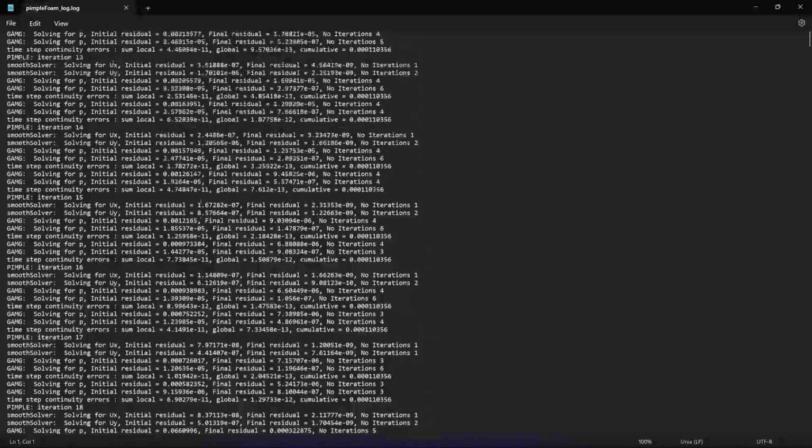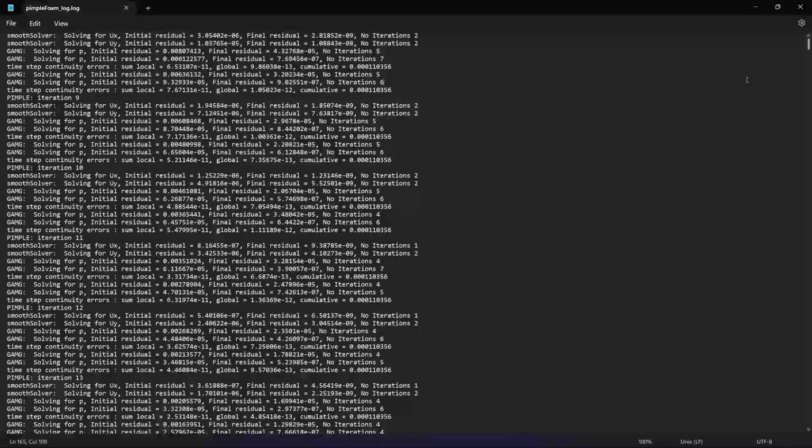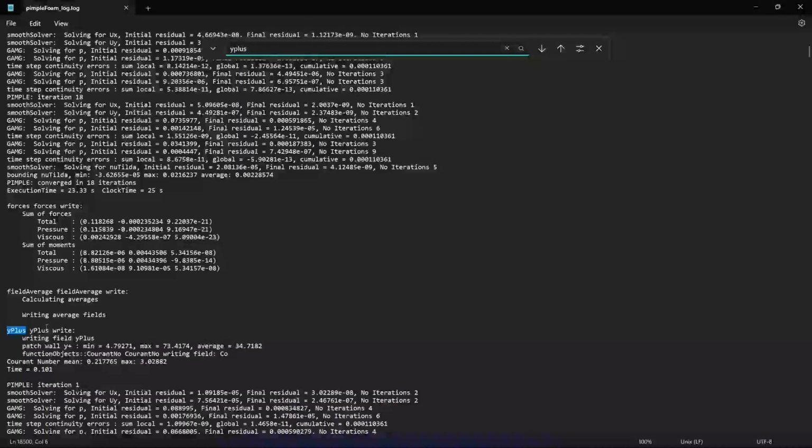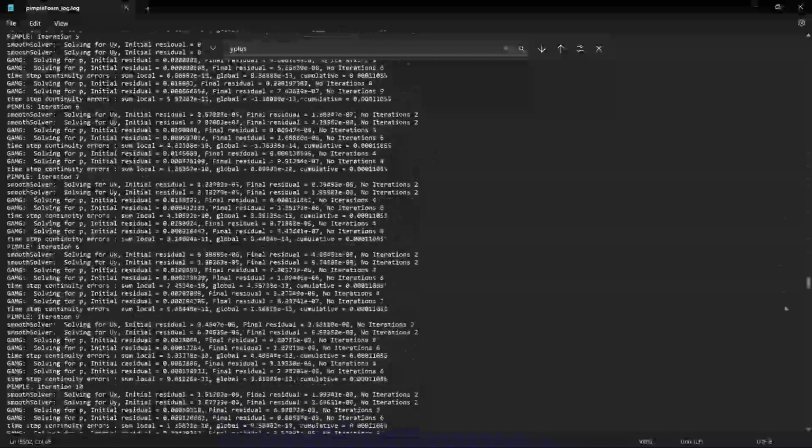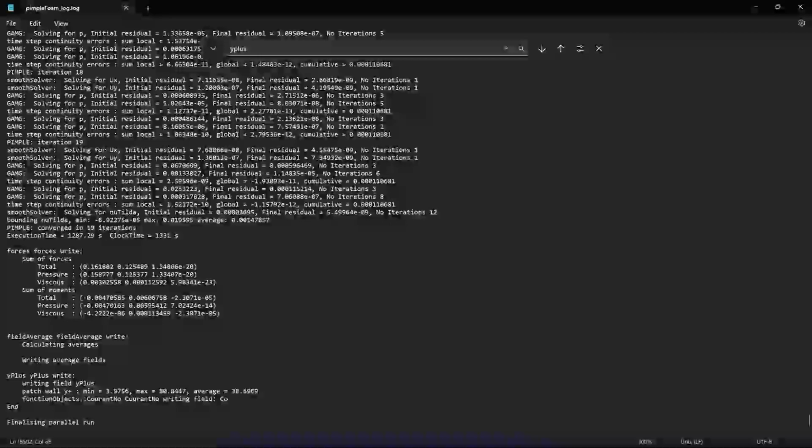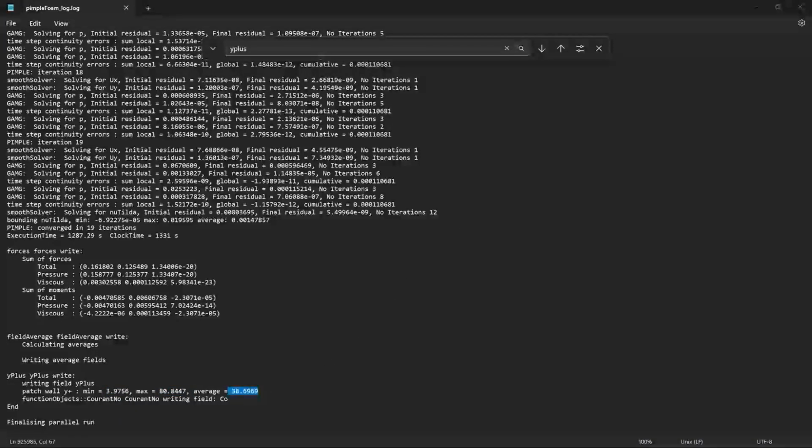Let me just look for it. Y plus. Okay, so it tells you the y plus every few time steps. It tells you that along the patch wall, which we define as the wall of the cylinder, the y plus ranges from a minimum of 4.7 to a maximum of 73 with an average value of 34. That's an earlier time step. And at the very last time step, we have a minimum y plus of 3.9, maximum of 80, and average of 38. And that's what we are seeing here.